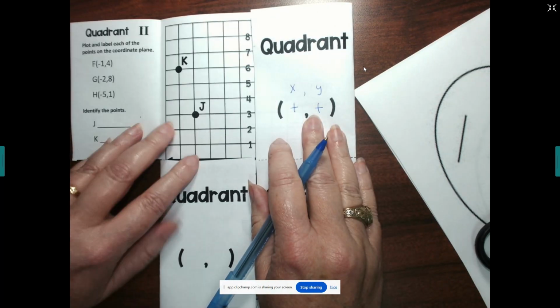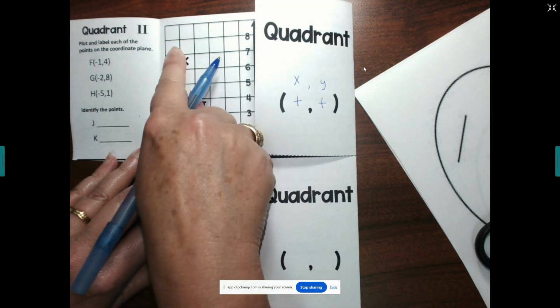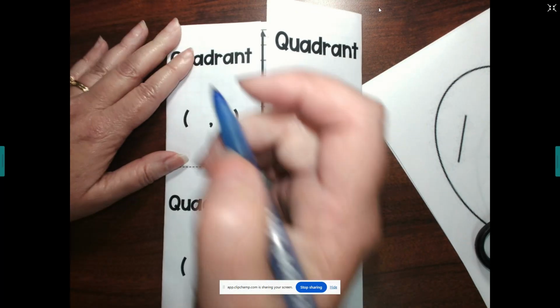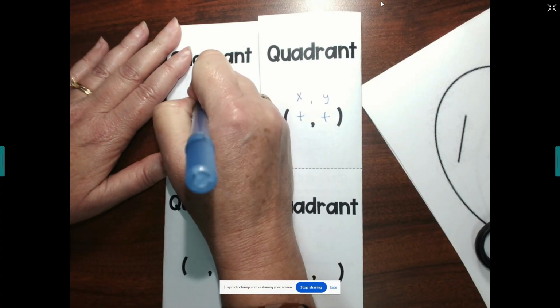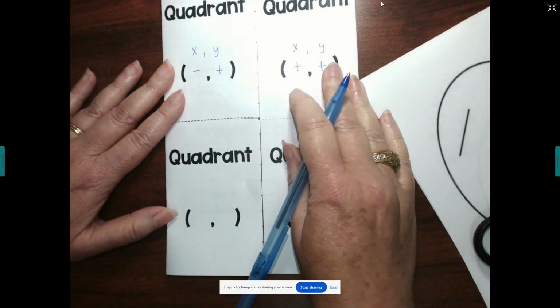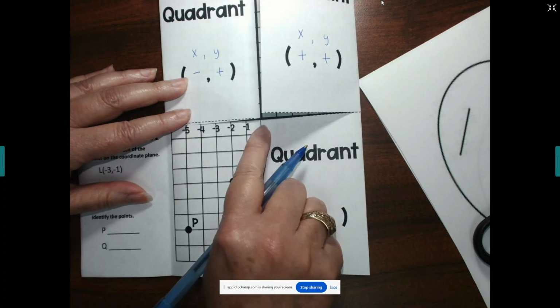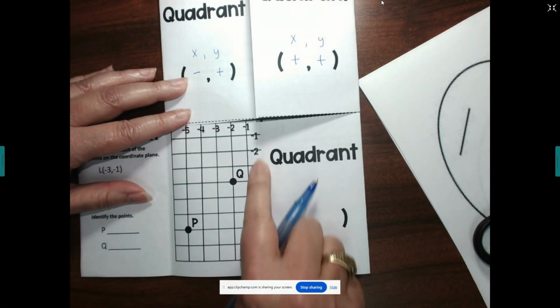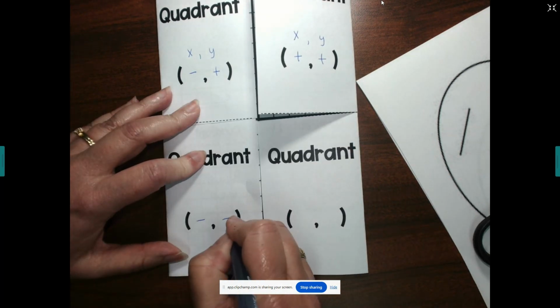In quadrant 2, because we have to go to the left, that's negative, and then up, that's positive. So going to the left is negative, going up is positive. Again, this is your x and this is your y. In quadrant 3, you notice how everything is negative over here. The x's are negative and the y's are negative. So in quadrant 3, it's negative, negative.